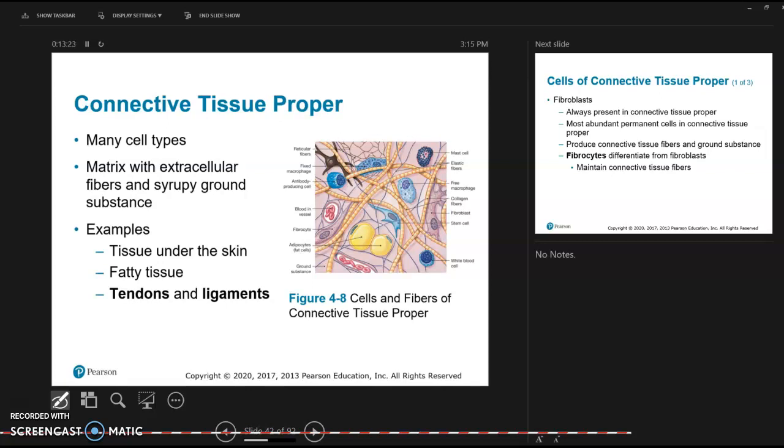That one's not labeled. I think that's good enough. So we find connective tissue proper under the skin and fatty tissue, and also tendons and ligaments are examples of dense connective tissue proper.